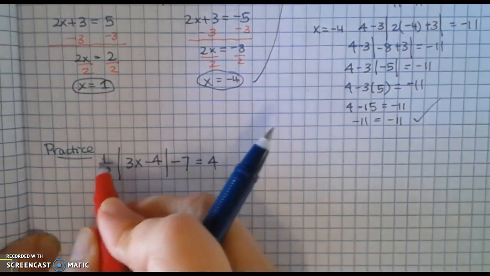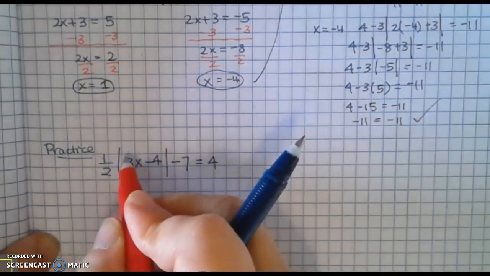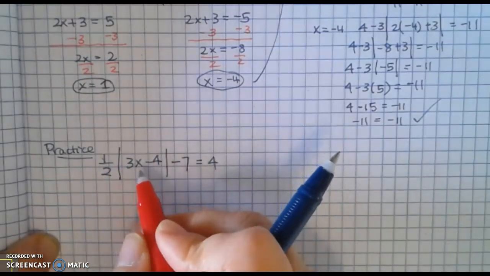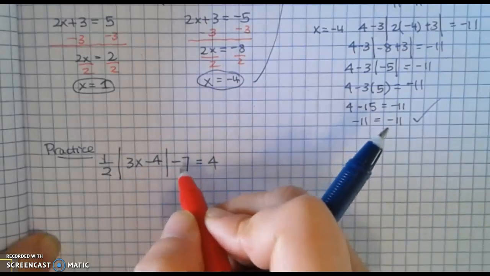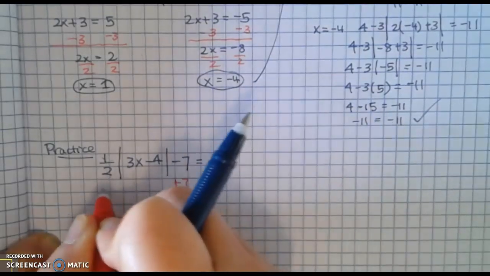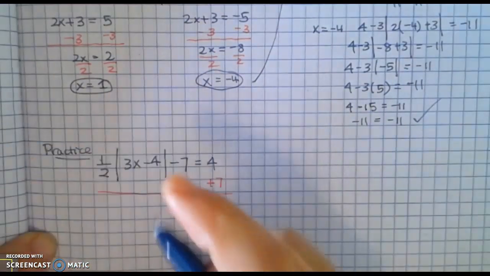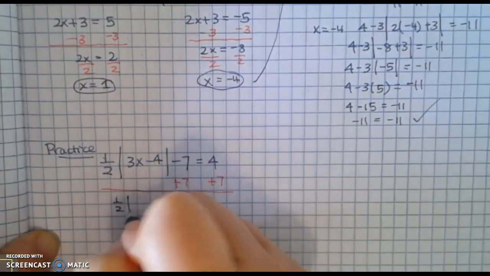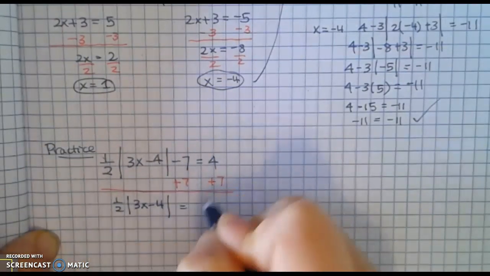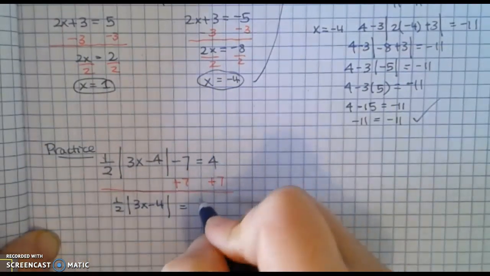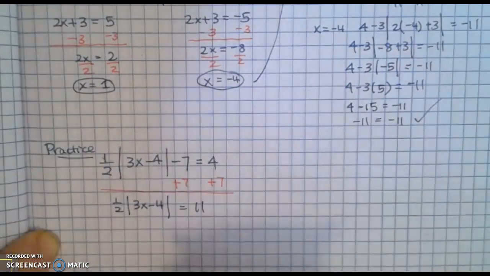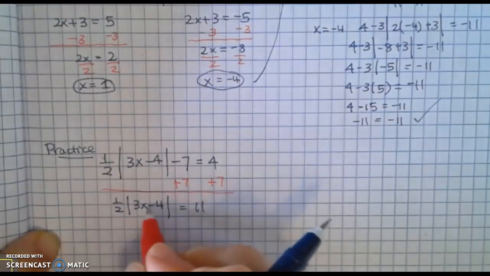Okay, so again, half is being multiplied to the expression, while 7 is being subtracted from the absolute value expression. So we need to get rid of the 7 first. We add 7 to both sides, and that leaves us with half times absolute value of 3x minus 4 is equal to 4 plus 7 is 11.